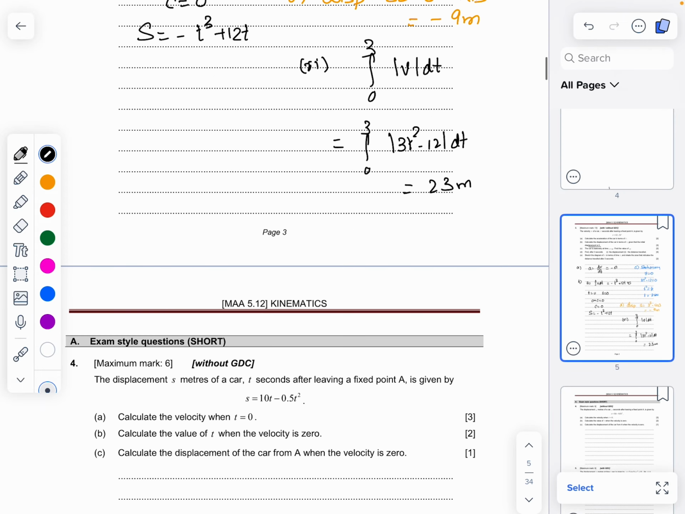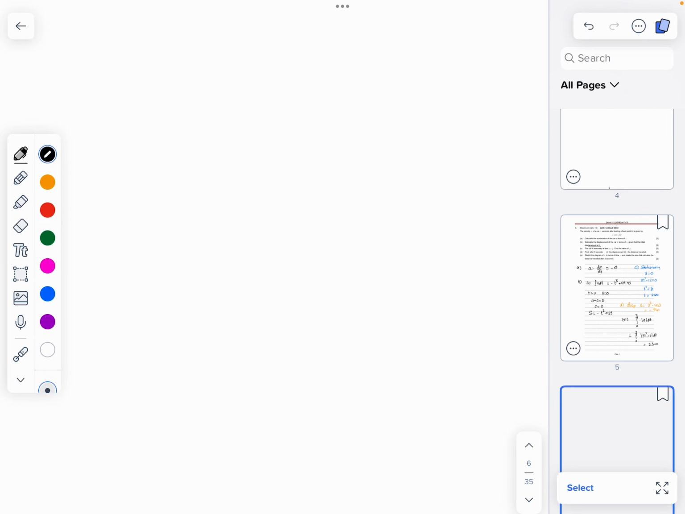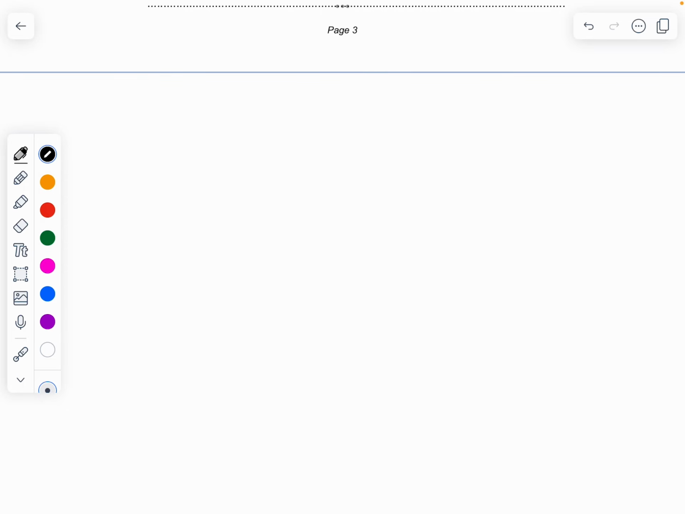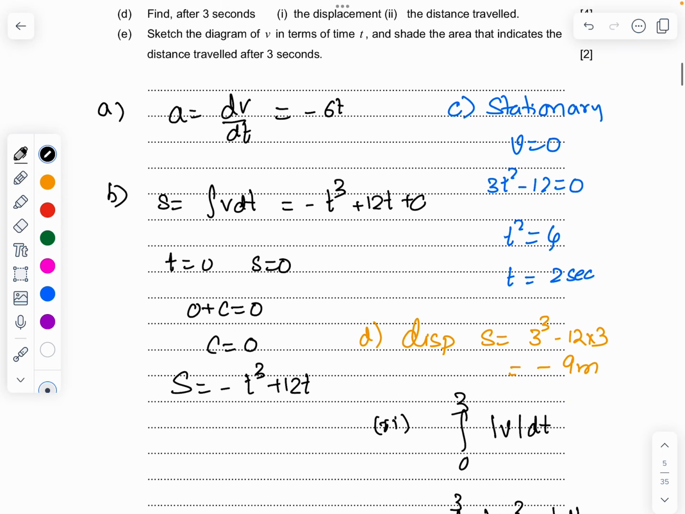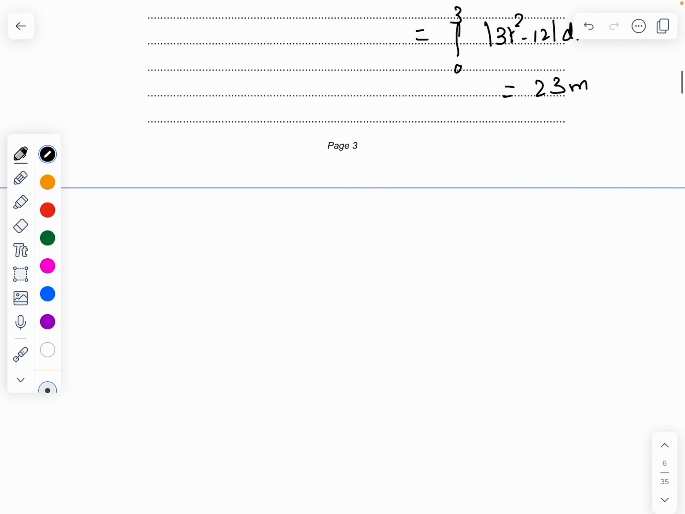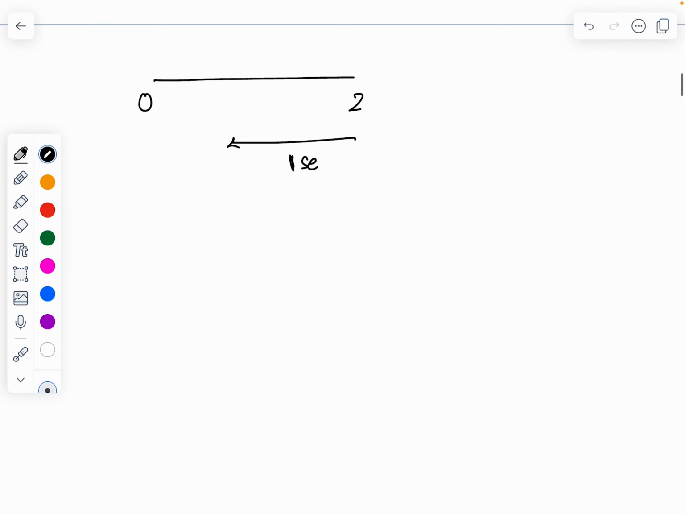This is with GDC. If in paper 1 it comes without the GDC, then what am I supposed to do? We know that after 2 seconds the direction is changing, because it becomes stationary after 2 seconds, then it is coming backwards. So 0 to 2 seconds, then again for that 1 second it is coming backwards. So therefore what am I going to do?